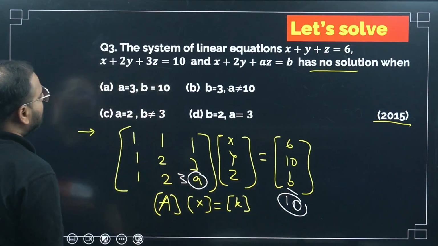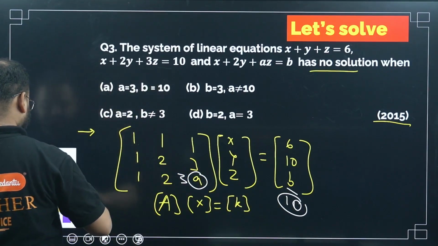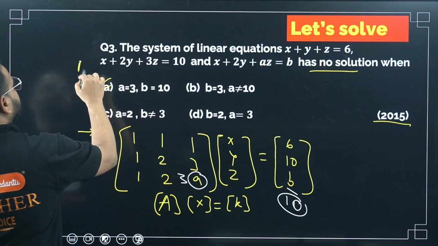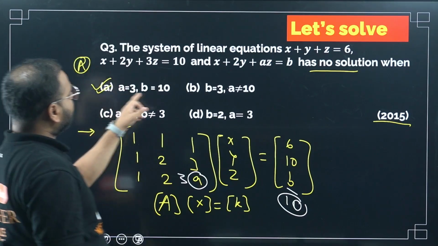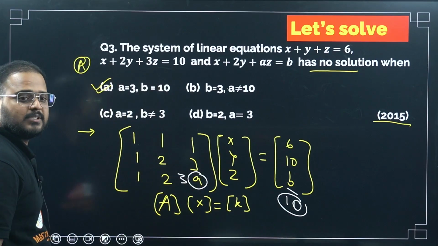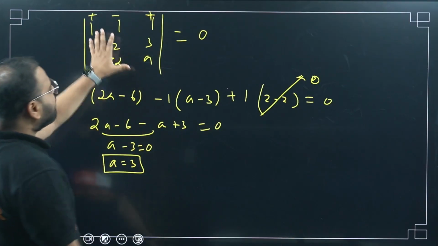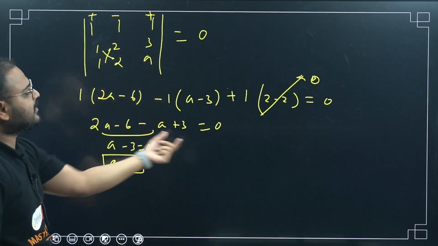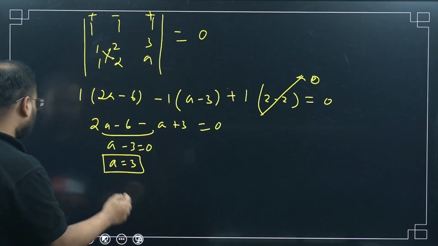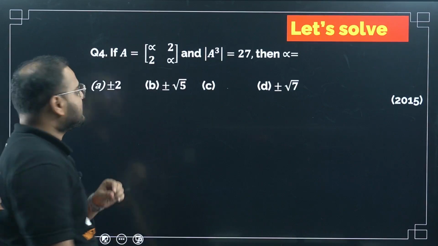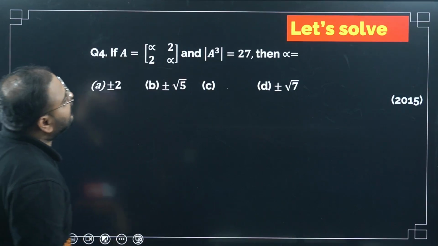Any option? Option A. Please check. Option A: 3, 10. A is 3, B is 10. I hope this is clear. I hope every one of you got this answer right. Simple question, very simple matrix. We have to find the determinant equal to 0, found the value of A as 3, compared it, got B as 10. Okay. Fourth problem, let's do it.